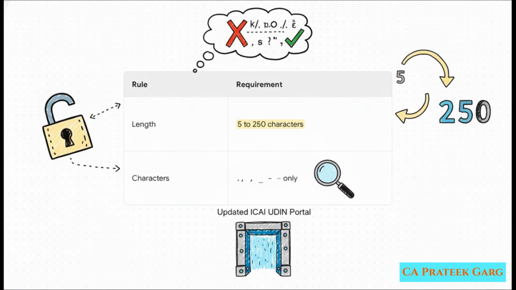Now, you really need to pay attention to this slide. The document description field has much stricter rules. It has to be between 5 and 250 characters, and look at the special characters allowed. It's just a period, comma, underscore, and a hyphen. You try to use anything else, like a slash or an ampersand, and you're gonna get an error.